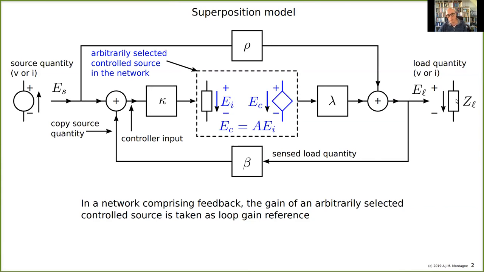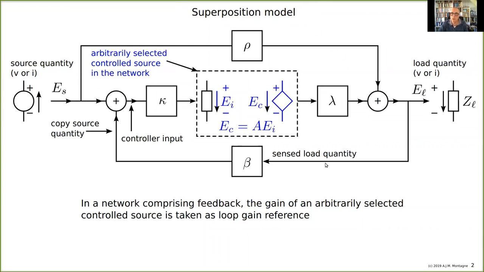And here we have a load, and we have a load quantity. The load quantity can be voltage or current, and also the source quantity can be voltage or current. That's why I just used this circle and I didn't make it a voltage source or a current source. Then we have a network, and somewhere in this network consists of all kind of, let's say, components like resistors, capacitors, whatever, and it can also be transistors or operational amplifiers.